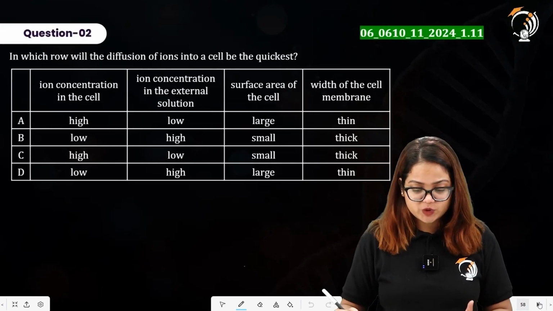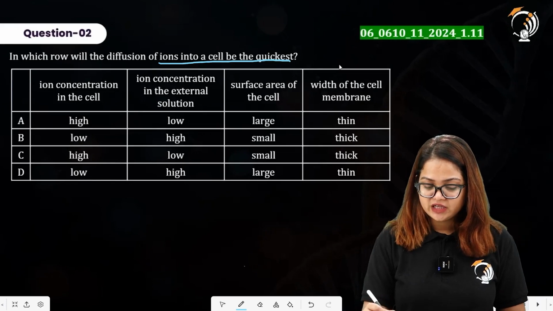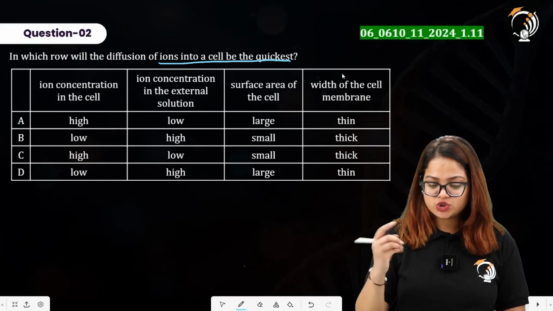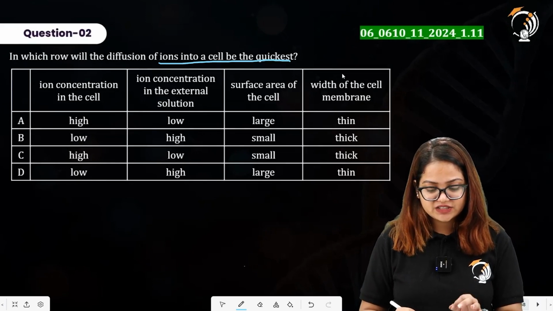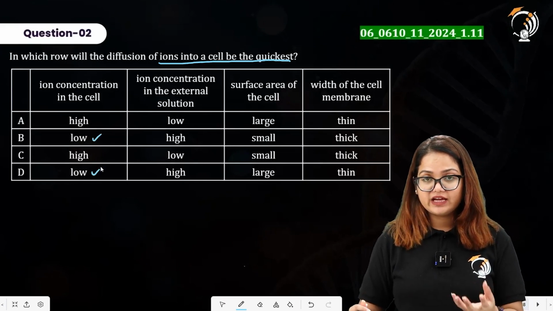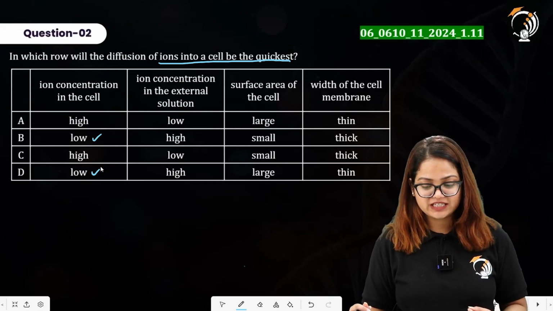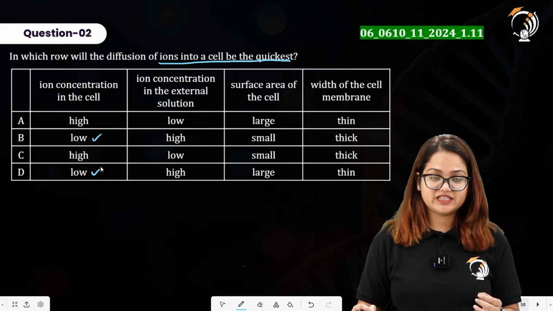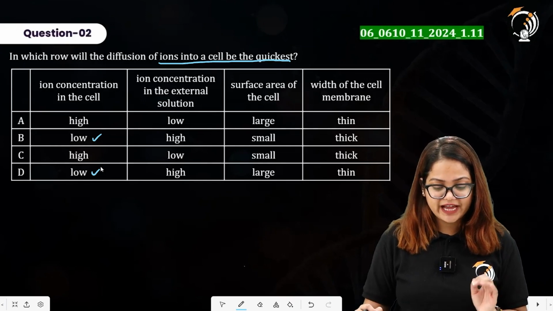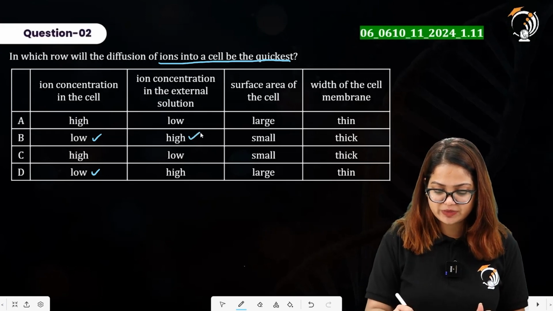In which row will the diffusion of ions into a cell be the quickest? So, diffusion of ions is occurring into the cell. In order to attain movement of molecules or ions into the cell, the cell must be deficit in the ion, so the ion concentration in the cell should be low. The ion concentration in the external solution should be high.